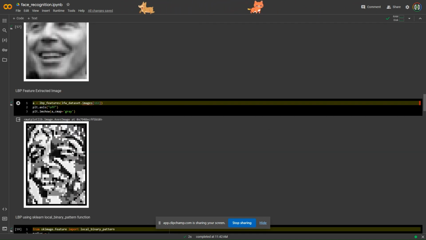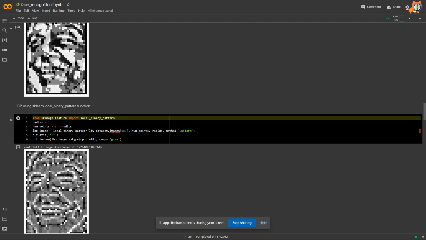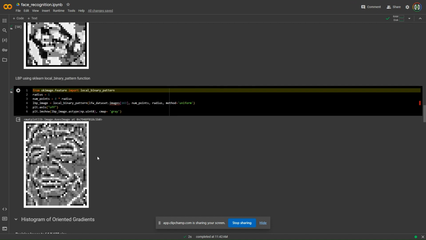This is a demo image of that, and using the skimage library, we can also extract the LBP features. This is one example of that. You can see ours does quite a better job than the library one, but of course we can tweak the feature parameters here and improve this too.